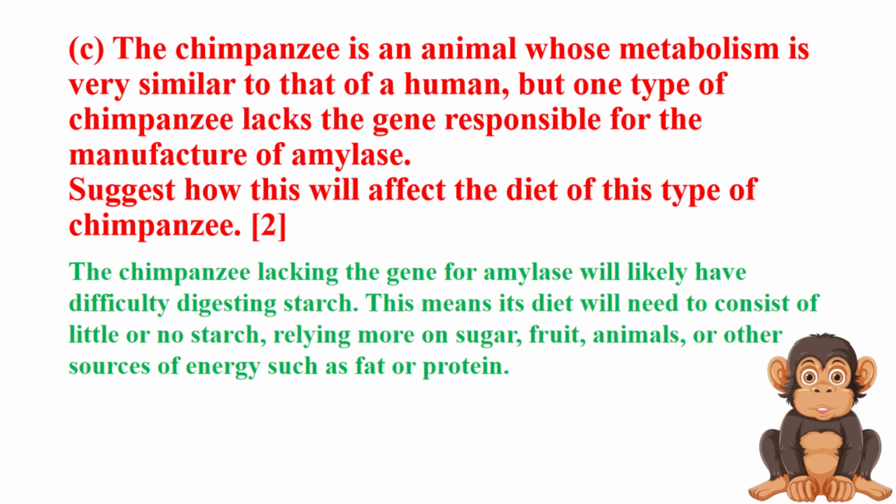In part C, let's consider the chimpanzee as an animal whose metabolism is very similar to that of a human, but one type of chimpanzee lacks the gene responsible for the manufacture of amylase. Suggest how this will affect the diet of this type of chimpanzee. The answer is the chimpanzee lacking the gene for amylase will likely have difficulty digesting starch. This means its diet will need to consist of little or no starch, relying more on sugar, fruit, animals, or other sources of energy such as fat or protein.